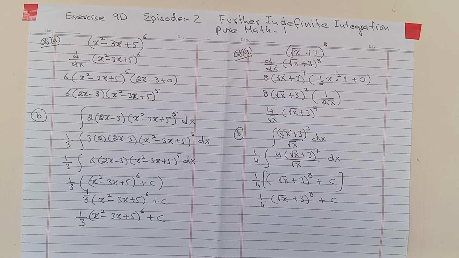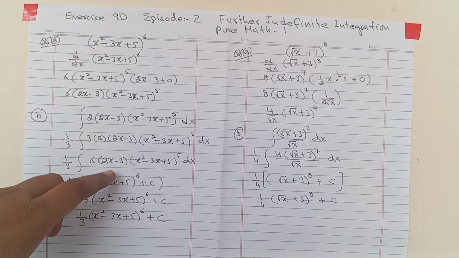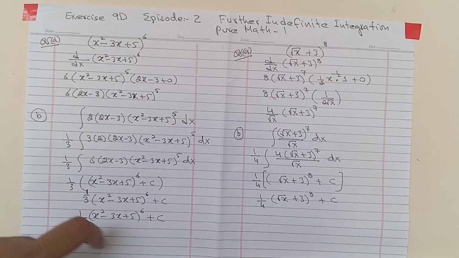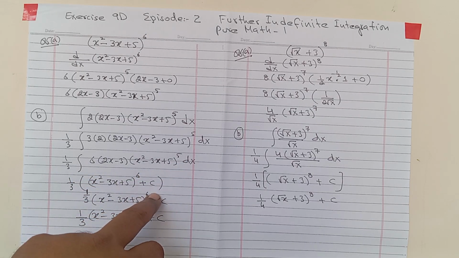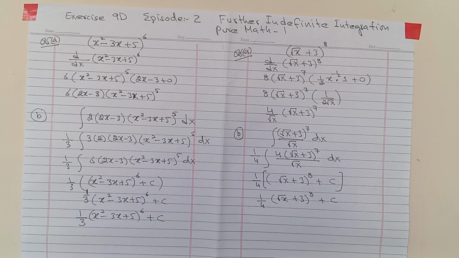So its integral will be raised to power 6. So 1 by 3 into this expression raised to power 6 plus c. 1 by 3 multiplied with this c will also be c, because c is a constant. When it multiplies with 1 by 3, it will be another constant, so that's why I keep it as c. So the final answer is 1 by 3 bracket (x squared minus 3x plus 5) bracket close raised to power 6 plus c. This is the answer, and this is how you will do question number 5.